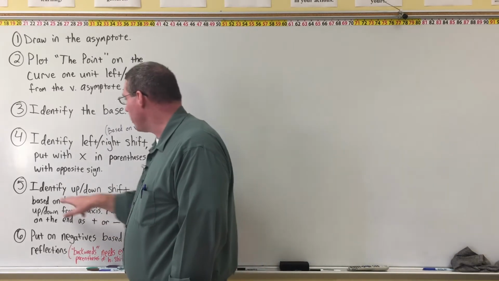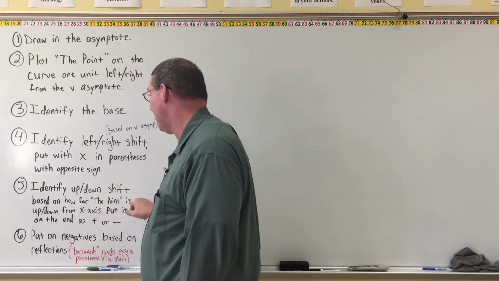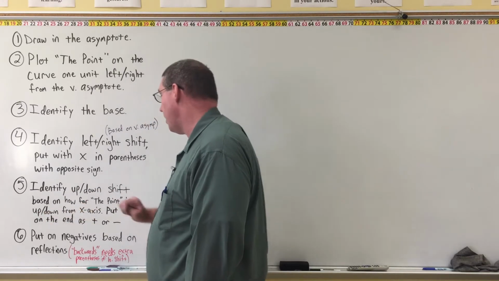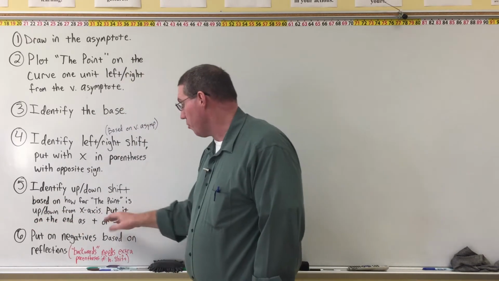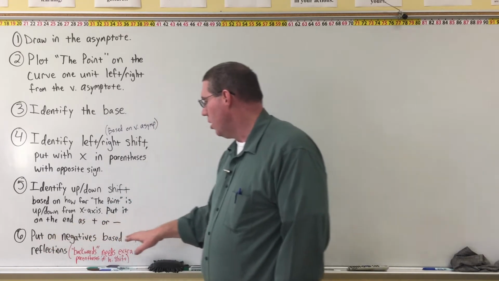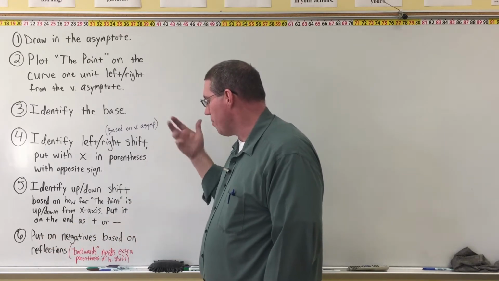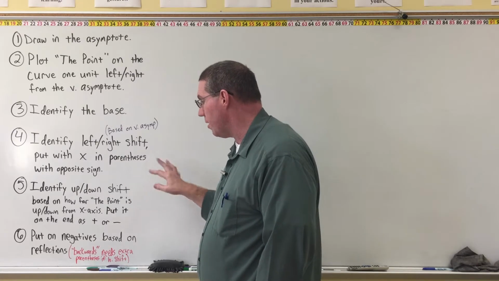Okay. Then we're going to identify the vertical shift, the up or down shift, that's based on how far the point is up or down from the x-axis. We're going to put that on the end of the function as a plus or a minus. And then the last thing we're going to do is look at the reflection, whether it's upside down or backwards, and put negatives on the front or inside with the x.